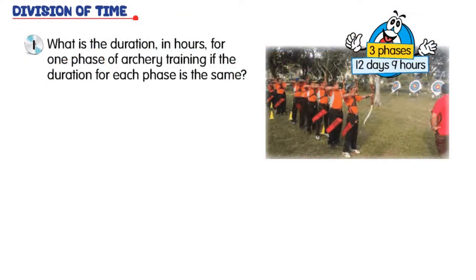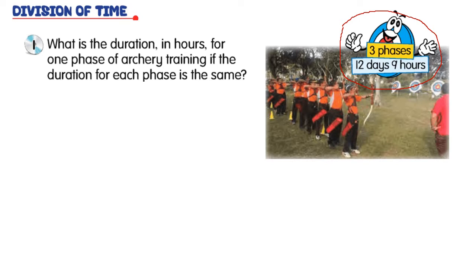Now look at the first example here. What is the duration in hours for one phase of archery training if the duration for each phase is the same? From the picture, you can see the training was in 3 phases, and it is 12 days 9 hours. Before that, I want to give some info about archery.